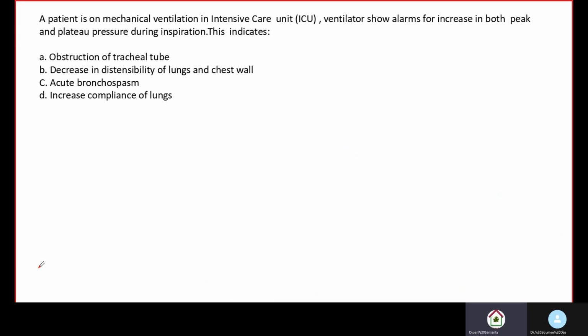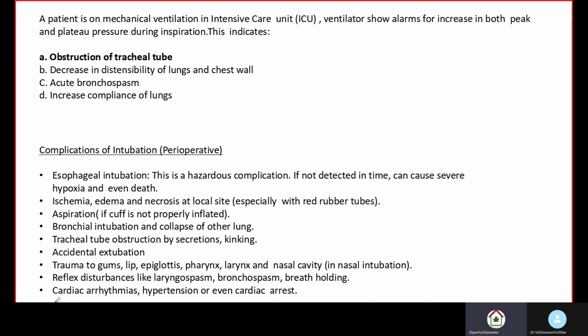So next question: a patient is on mechanical ventilation in the intensive care unit. Now the ventilator is showing alarms for increase in both peak and plateau pressure during inspiration. So this indicates obstruction of tracheal tube, decrease in distensibility of lungs and chest wall, acute bronchospasm, or increased compliance of lungs. The answer will be obstruction of tracheal tube.